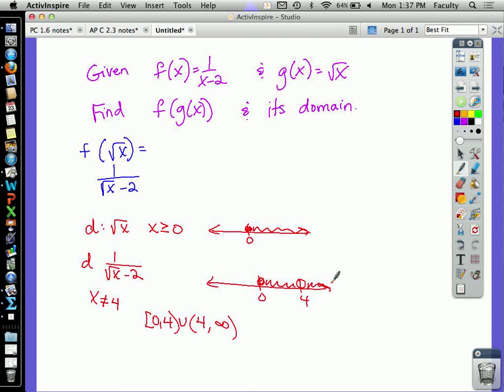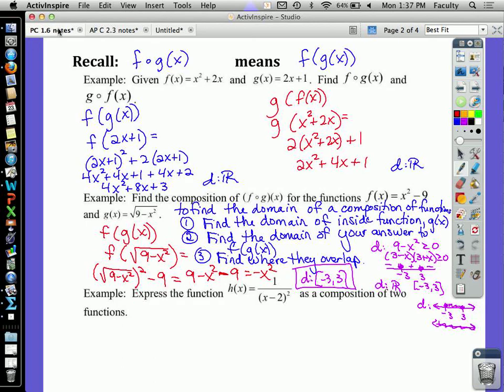And so then it's everything greater than or equal to 0, but not 4. And so where are they overlapping? They're overlapping here. Okay, this was excellent. This was a rich problem. Here you go. Okay, so let's get back to the notes.